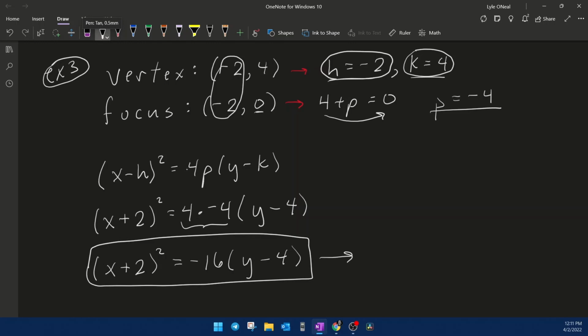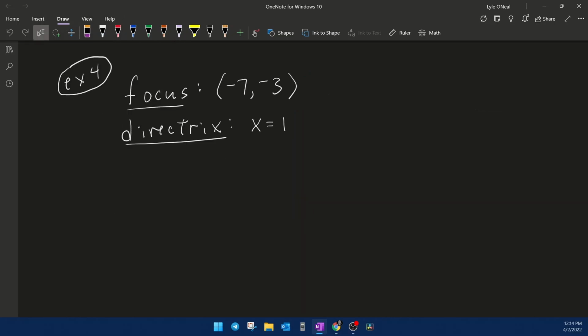Now, if you needed this in general form, what you would do is FOIL this set of parentheses. You would need to distribute the negative 16 and then move all of those terms over to make it equal to 0. So I'm not going to do that. That's pretty straightforward, but you would need to multiply all of this out and set it equal to 0 in order to get to general form.